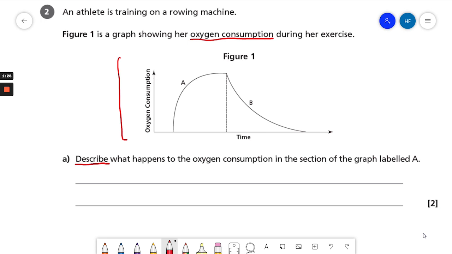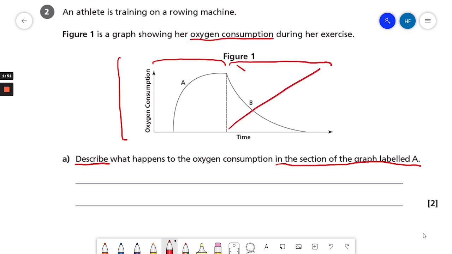Another key bit of information is the bit that says, in the section of the graph labelled A. Now that's important because we're being asked simply to focus on this section of the graph. So we're looking at this area here, and we're completely ignoring this area here. So we don't need to look at that bit at all. We're only focusing on section A.